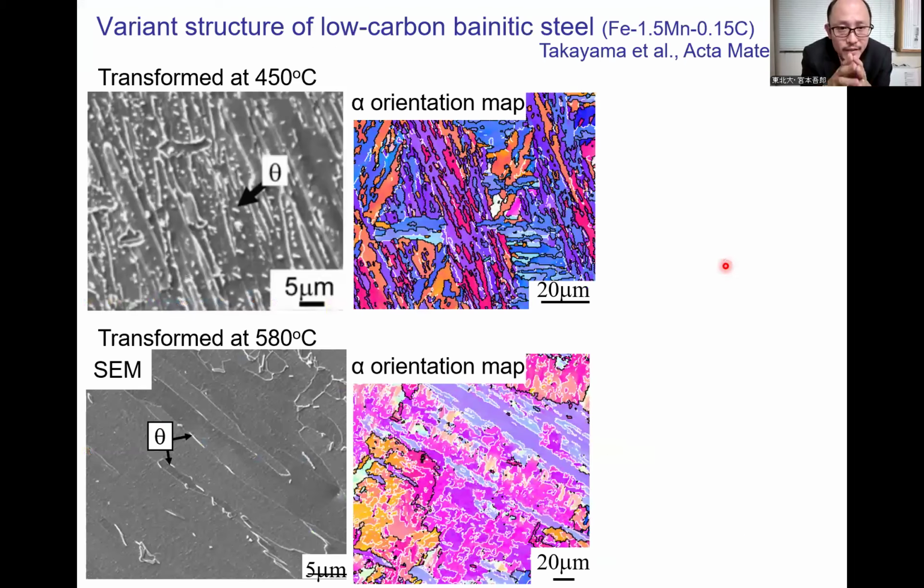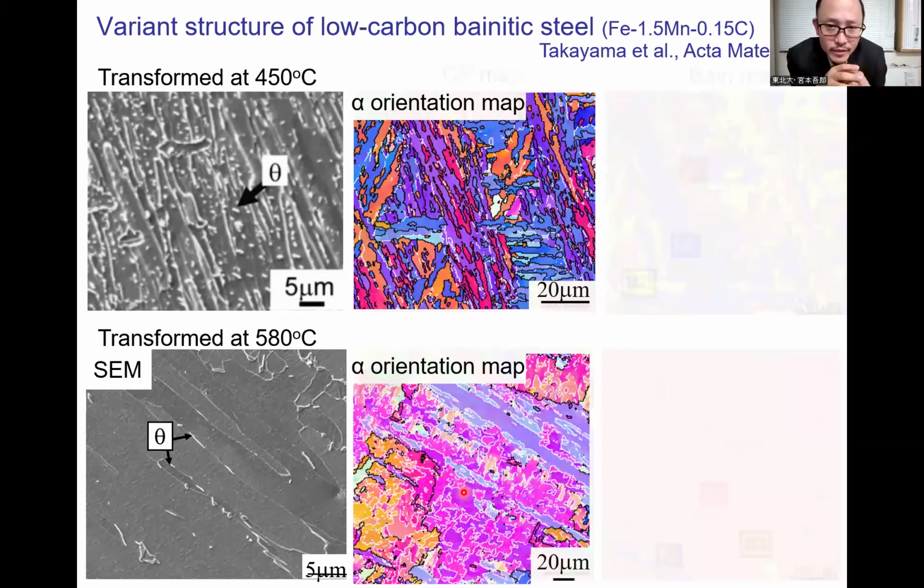And this is the variant structure of the low carbon bainitic steel. So we can change the transformation temperature in the case of bainite transformation. If this steel is transformed at relatively low temperature, 450, we obtain this kind of microstructure, including a high density of high angle boundary. But at higher transformation temperature, the boundary density of low angle boundary is much higher.